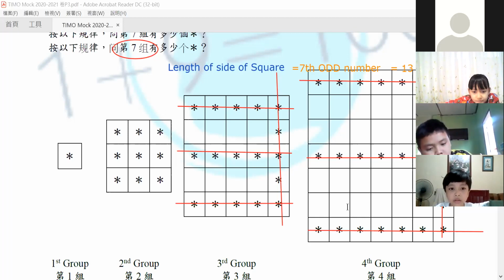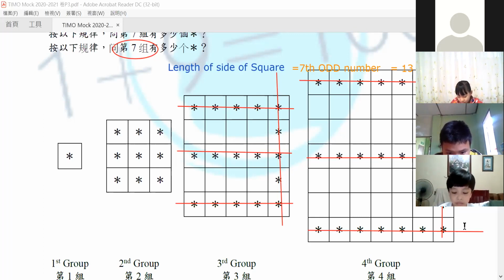According to our calculation, since it's of length 13, the first row has 13 stars. The second row is also 13 stars, the last row is also 13 stars, and the last column is also 13 stars. So we have four lots of 13 stars, but there's something duplicated.